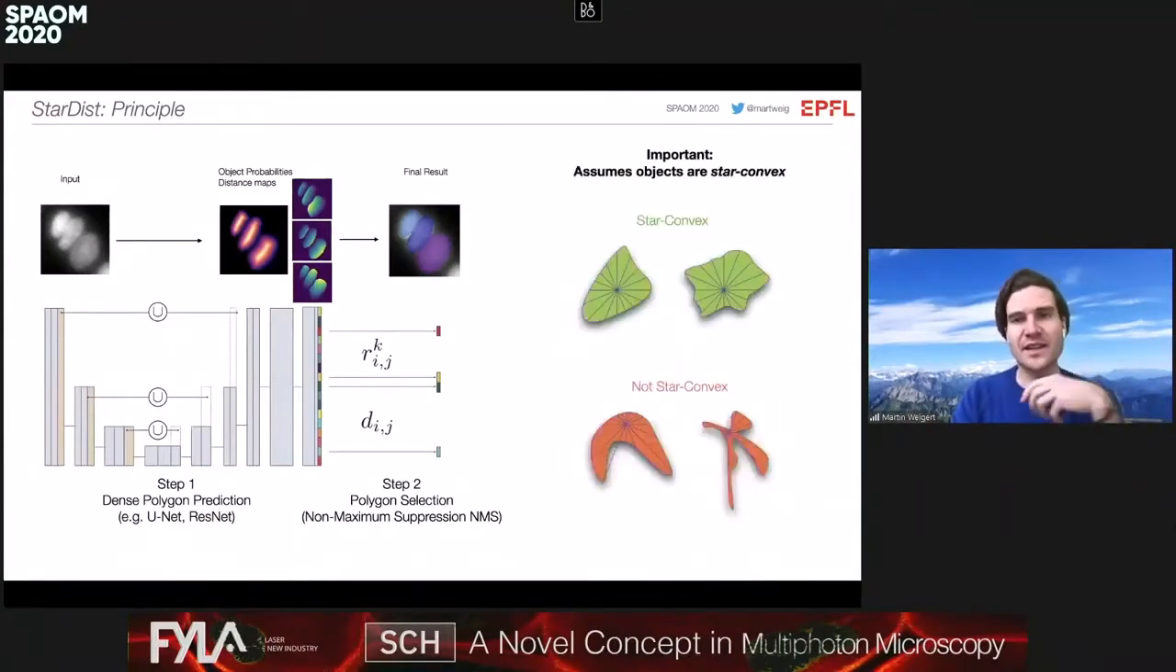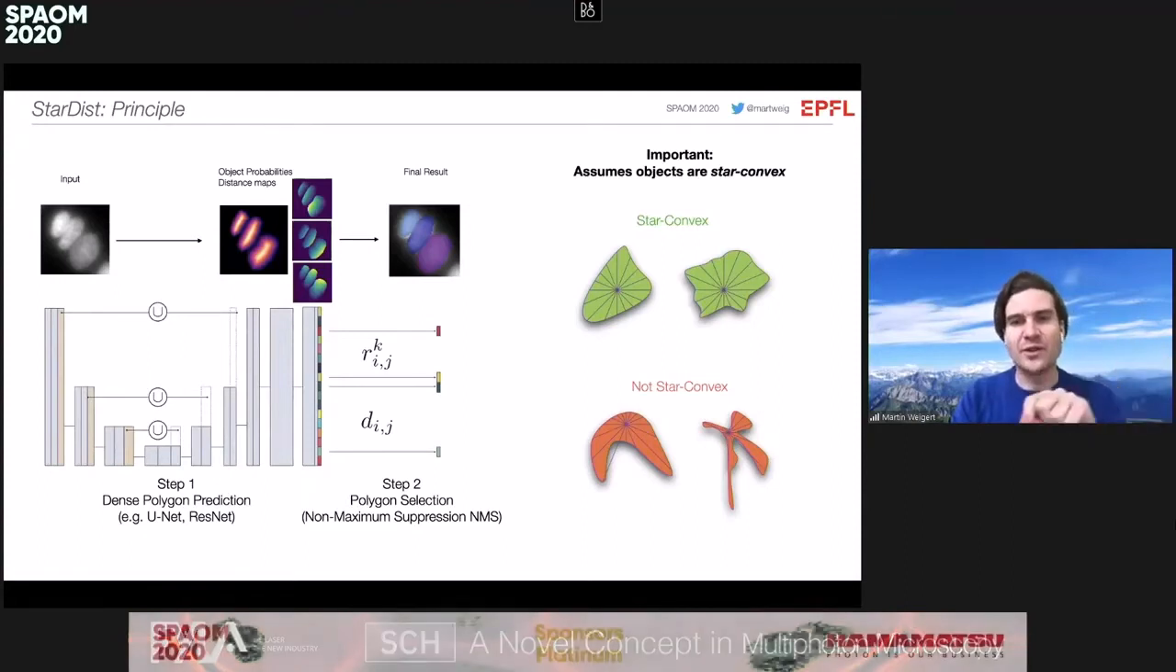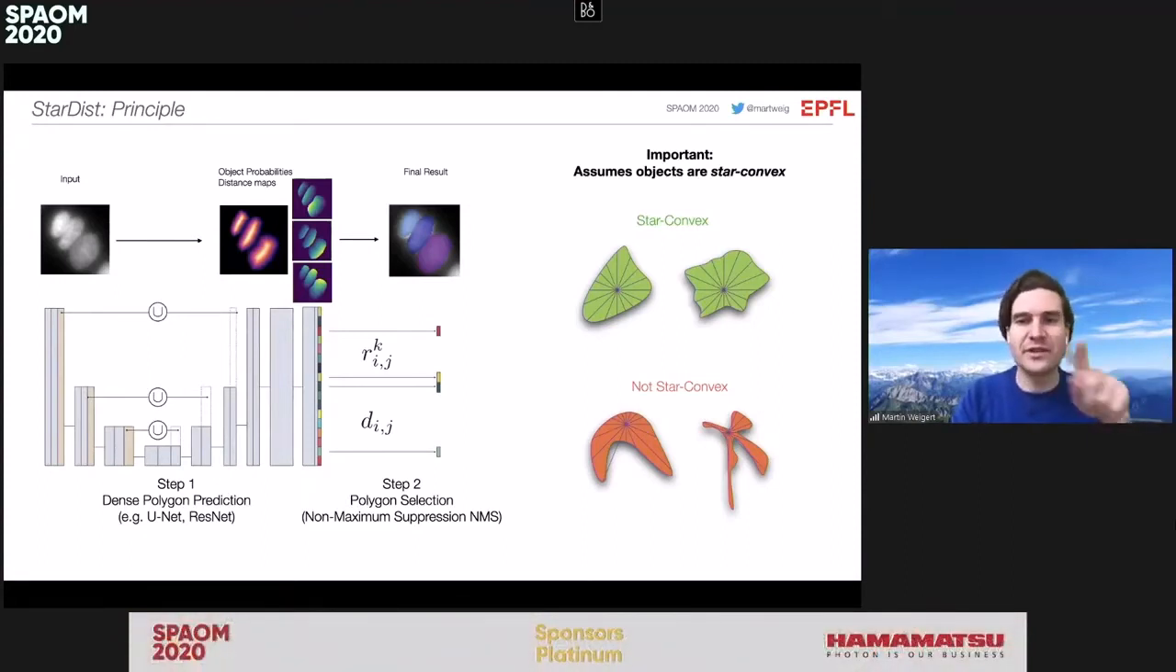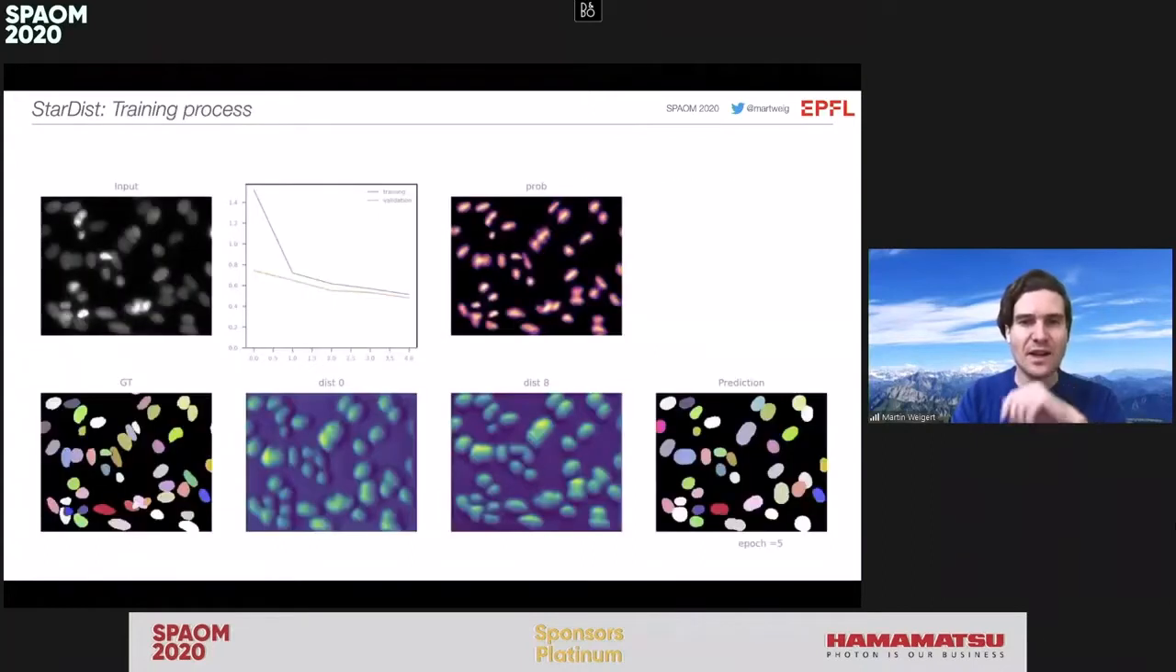Of course, the caveat is that this assumes intrinsically that your shapes can be represented by such an outline or by such a geometric primitive. And this is the case for what is called a star-convex object. Star-convex objects are objects where you can find a point in the center from which you see the boundary along a predefined set of, for instance, 32 rays, without crossing. So the green cells would be star-convex, whereas the red cells would not be star-convex.